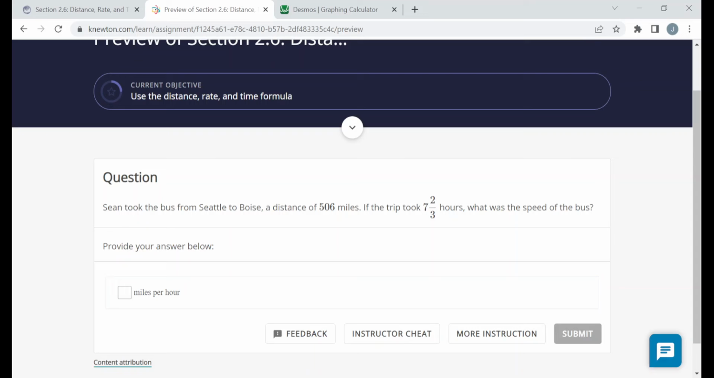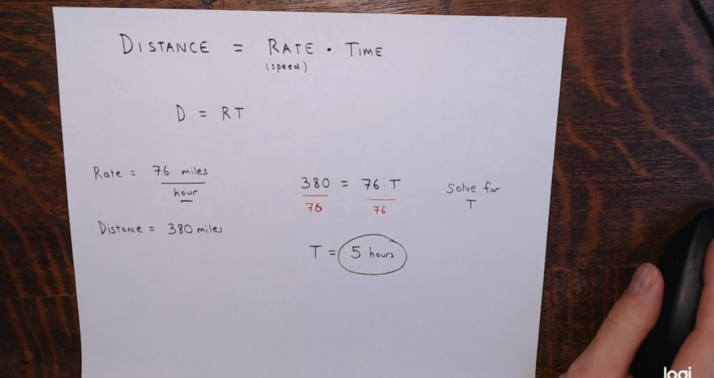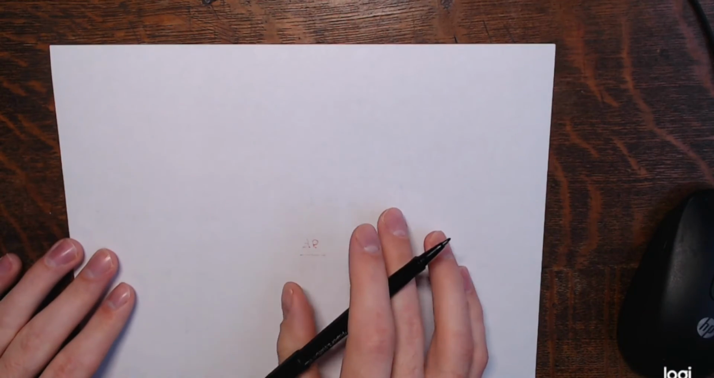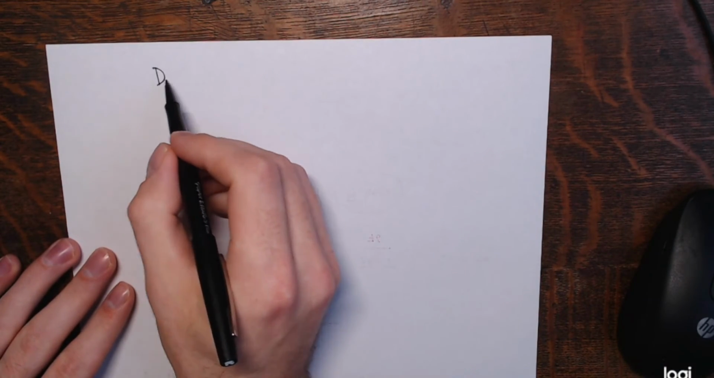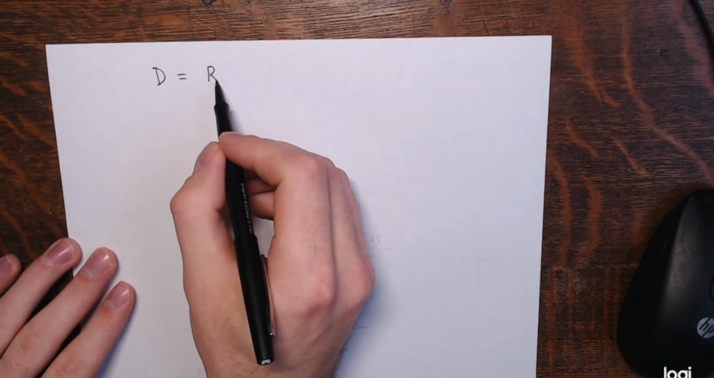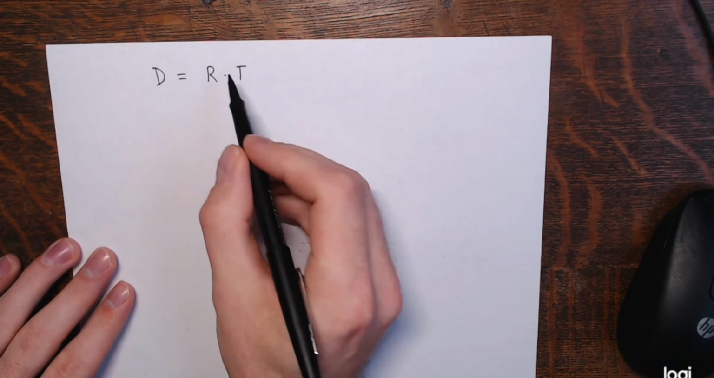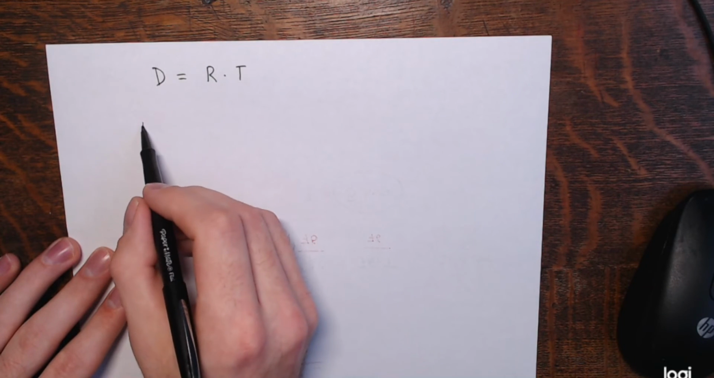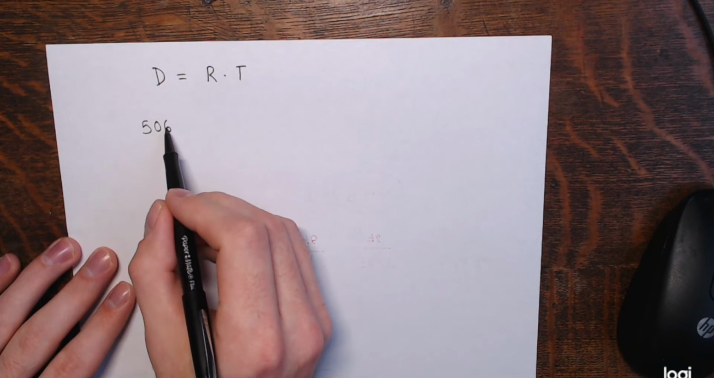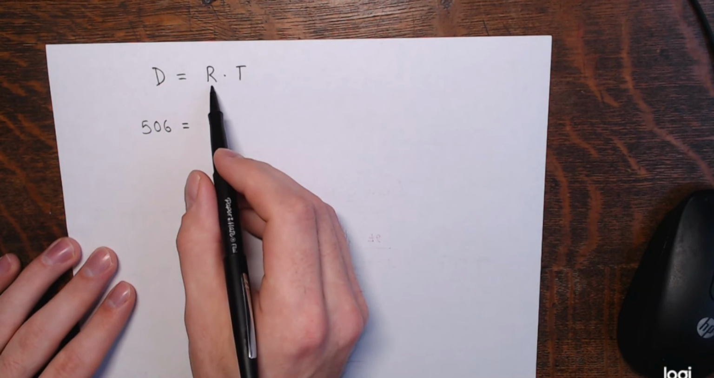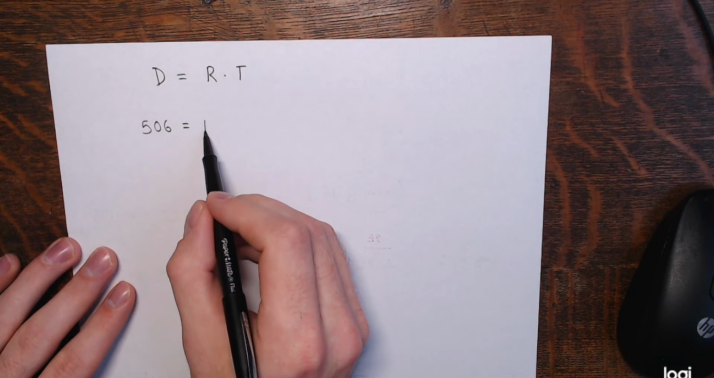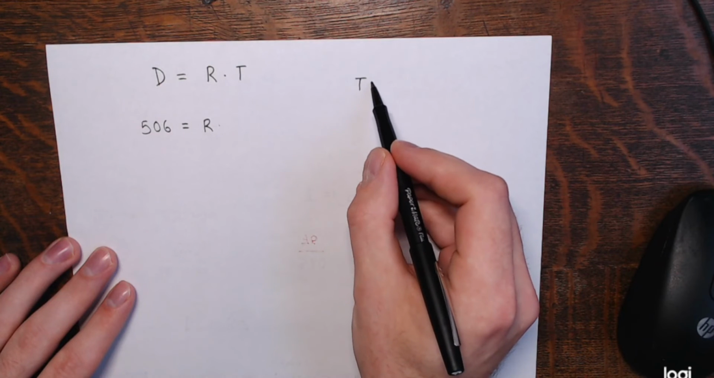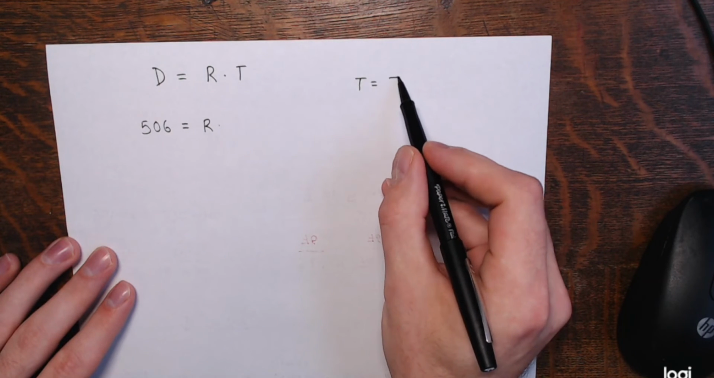Alright, and again, just filling in parts of that formula and solving for the missing piece. So I'll write the formula again, right? It's just the distance equals the rate of speed times the time. And we're told the distance between Seattle and Boise is 506 miles. We're told the rate, no we're not. That's what we're trying to solve for, sorry. And then the time, now they told us the time it took to take that trip was 7 2/3 hours.